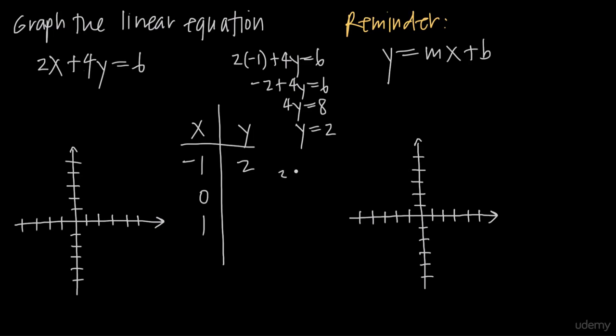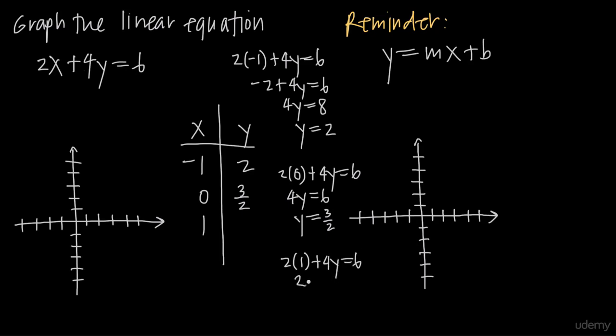We're going to get 2 times 0 plus 4y equals 6. 2 times 0 is 0, so we just get 4y equals 6. Dividing both sides by 4, we get 6 over 4, or 3 over 2. So this is 3 over 2, 3 halves, which is the same as 1 1/2. Then we'll plug in 1, so we'll get 2 times 1 plus 4y equals 6. We'll get 2 plus 4y equals 6, or 4y equals 4. Dividing both sides by 4, we get y equals 1. So the associated value here is 1.